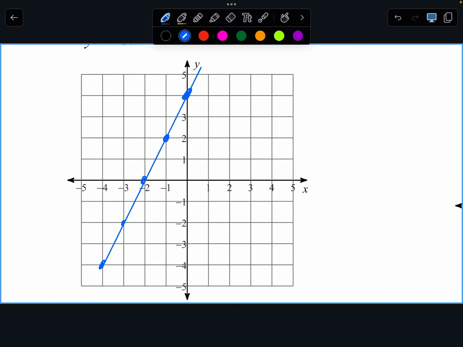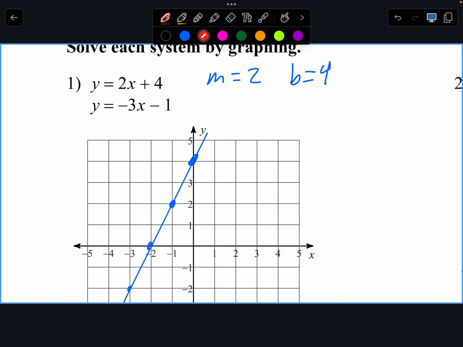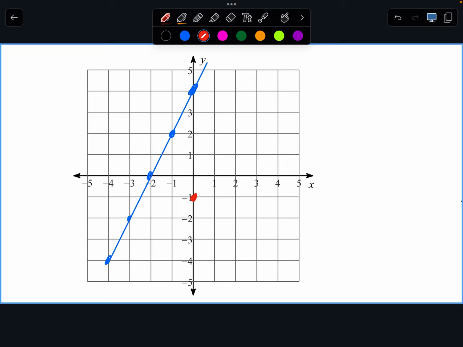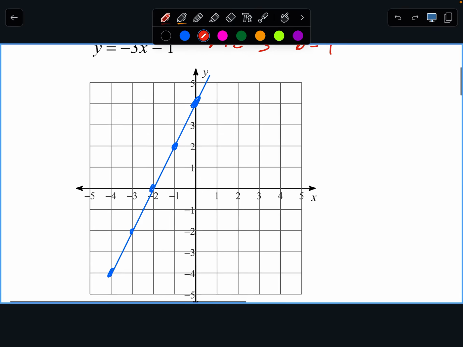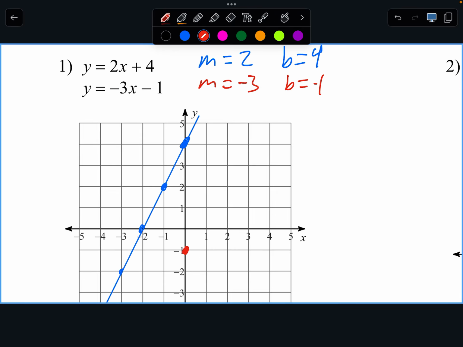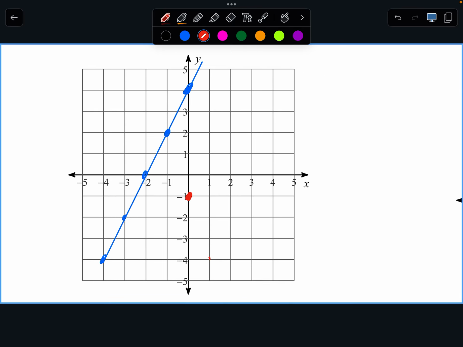Okay. Taking a look at our second equation, we have m equals negative 3, b equals negative 1. So we start at negative 1, and we go up and to the right or down to the right? How do you know it's down and to the right? Because it's negative. M is negative. So down 3, right 1. Can't go any further. So if we can't go down to the right, we have to go up and to the left. Okay.